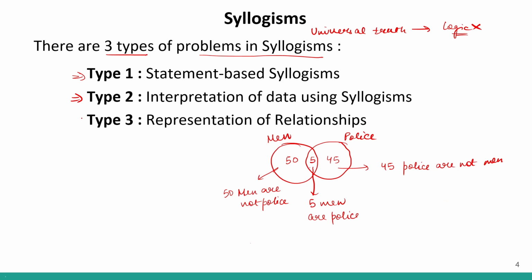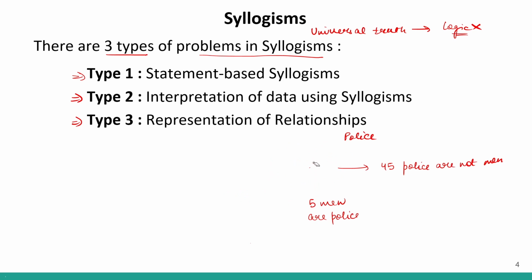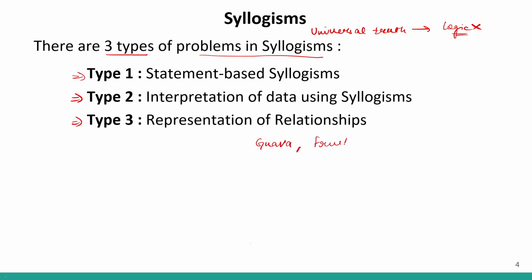Then we have representation of relationships. So what do you mean by representation of relationships? It means that certain words are given to us and we have to identify based on which diagram we can depict their relationship. For example, we are given guava, fruits, apple, and let us say potato.